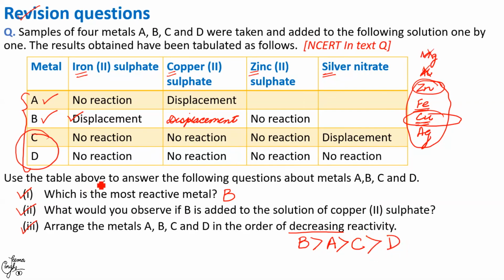D shows no reaction with iron sulfate, copper sulfate, zinc sulfate or silver nitrate, and hence is the least reactive metal. So the decreasing order of reactivity is B, A, C, D. Moving on to the next question.